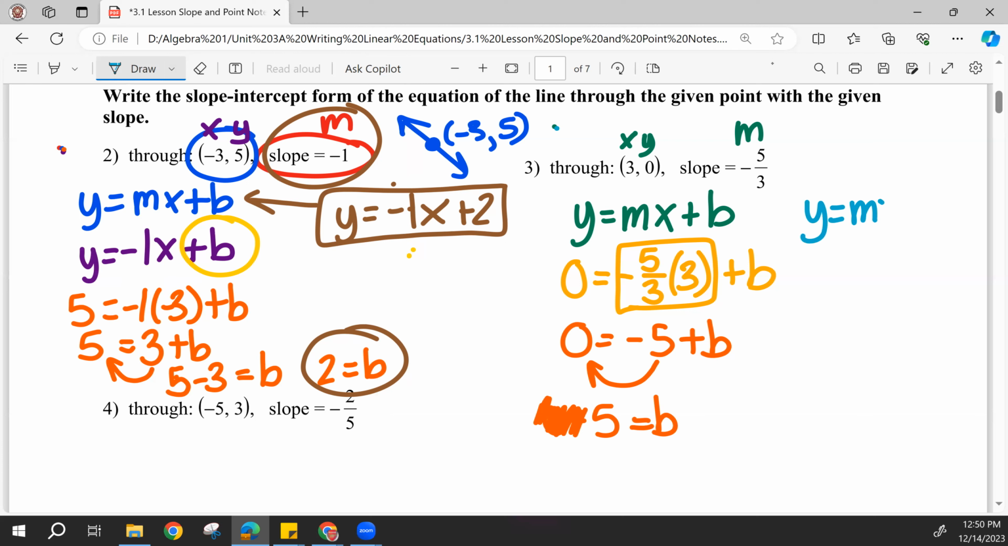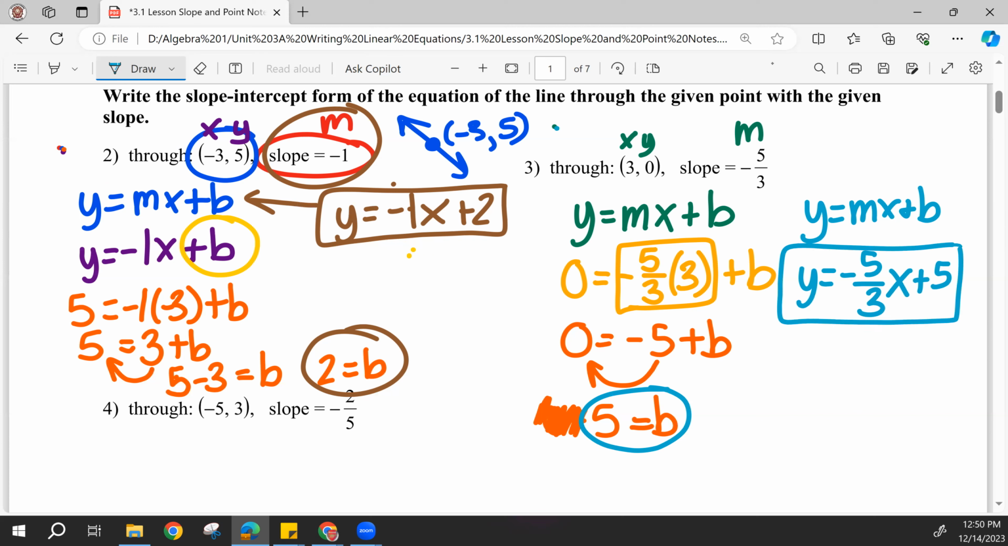to our y equals mx plus b. And we want to plug in our slope and our intercept. So we're going to plug that slope in, negative 5 over 3. Always make sure we have a y and an x. And then we have a positive 5. So we are going to have plus 5 at the end. And that's the equation of our line that has this slope and goes through this point.